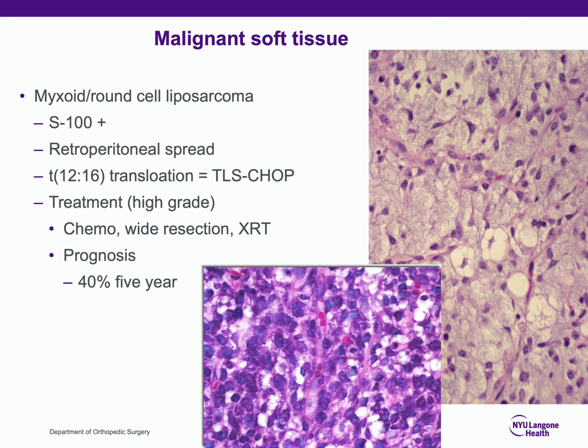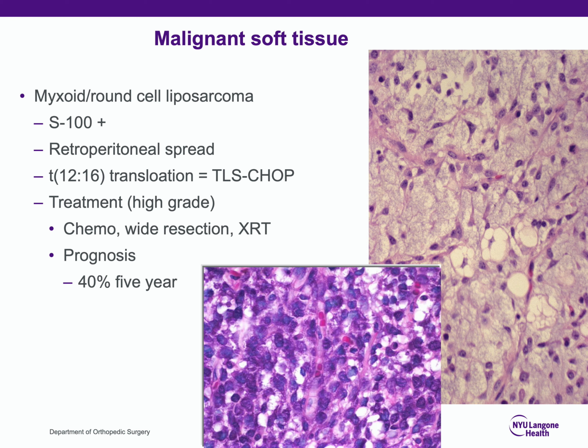Myxoid round cell liposarcoma is an intermediate to high grade sarcoma. So it's not dedifferentiated, but it has this little lipoblast-looking cell as well as this myxoid background, this purplish, bluish, grayish background consistent with extracellular matrix, hyaluronic acid. It has characteristic translocations. Remember, myxoid liposarcoma in the lower extremity can spread to the retroperitoneum, so you need to obtain CTs of the abdomen to look at those.